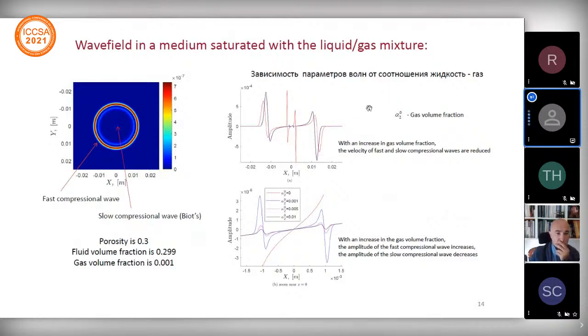Here it's interesting to study the dependence of the wave parameters on the ratio of liquid and gas. Here you see some computation, and you can see that if the gas volume fraction increases, then the velocity of fast and slow compressional waves gets lower. And the amplitude of the fast compressional wave increases, whereas the amplitude of the slow compressional wave decreases. So actually we have a lot of simulations, which can be found in the papers.